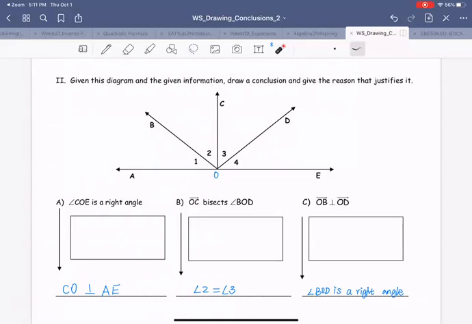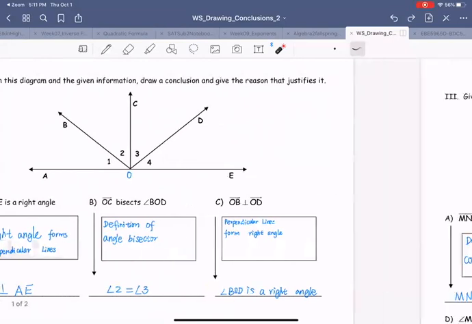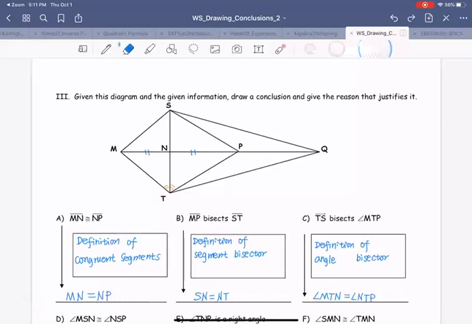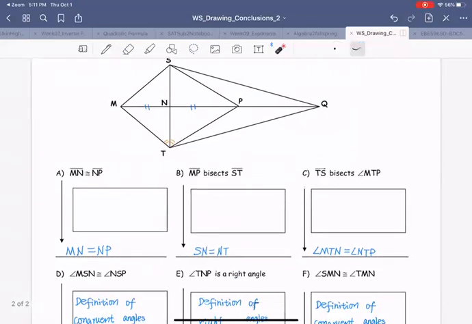OB is perpendicular to OD. So I guess this is definition of perpendicular lines. Definition of right angle, okay? Yes. Now let's look at A, B, C, D. You have to remember all those things, otherwise this part is going to give you a bad grade. Now, A, B, C, go ahead.